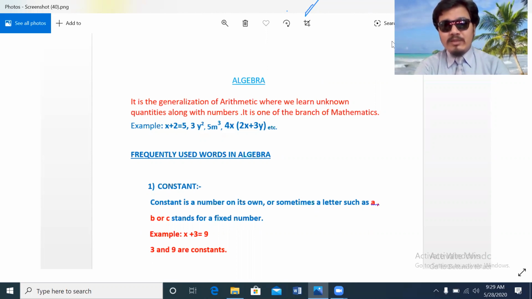Here are some important points related to algebra. They are explained and defined here. I hope you will enjoy and learn from this class.